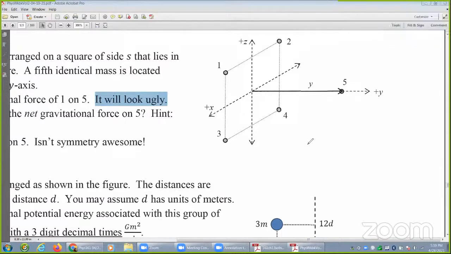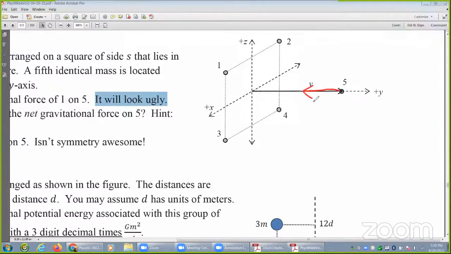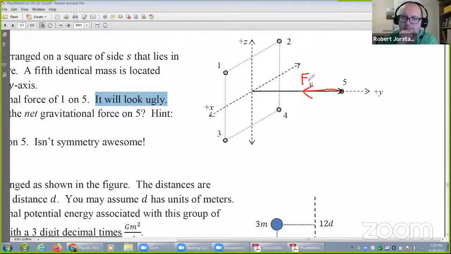Would it be going into the arrow? Are you saying the net force should go this way? That would be the net force on 5. Absolutely. But first, I just want to get the force from 4 on 5. So that's the direction of the net force on 5. What's a general technique when we're trying to get forces? What's one of the things you do?